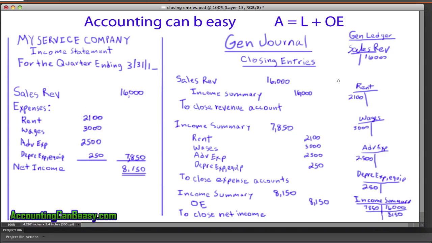Basically what our ledger will look like once all the entries are made is we'll have sales revenue, debit of $16,000, so that's going to zero it out. And then our expenses, we're going to put a credit, of course, to rent. That becomes zero. Everything's going to become zero because our debits offset our credits. And that's what we need to do at this point.